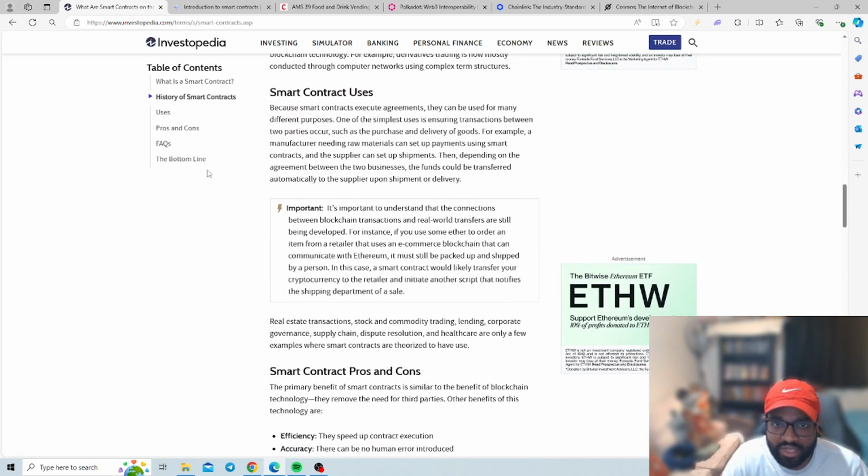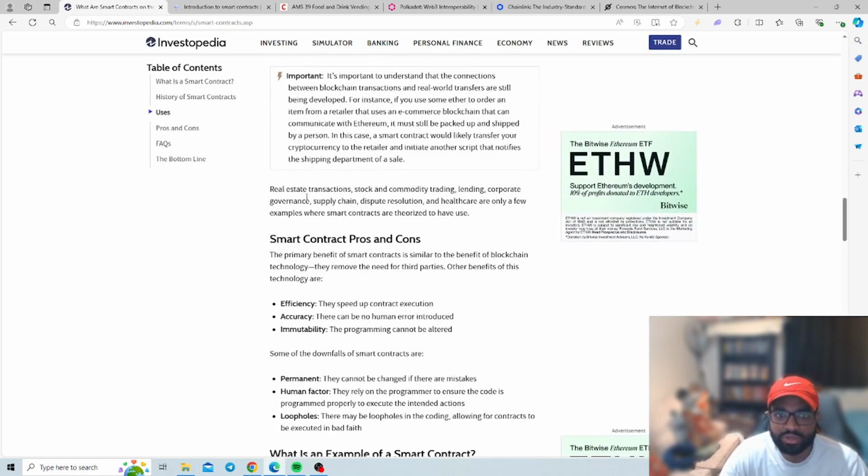Smart contracts can be used for many different purposes. One of the simplest uses is ensuring transactions between two parties, such as the purchase of delivered goods. For example, a manufacturer needing raw materials can set up payments using smart contracts, and the supplier can set up shipments. Depending on the agreement between the two businesses, the funds can be transferred automatically to the supplier upon shipment or delivery. So it has different uses. You can use it for real estate transactions, stock and commodity trading, lending, corporate governance, supply chain, dispute resolution, and healthcare. These are only a few examples where smart contracts are theorized to have use.